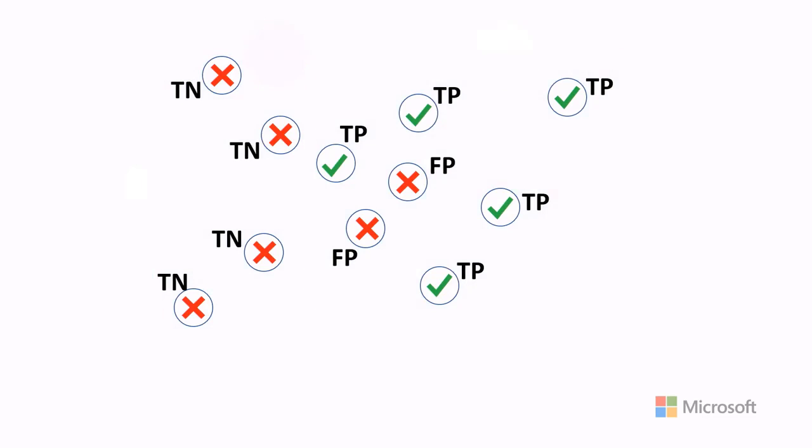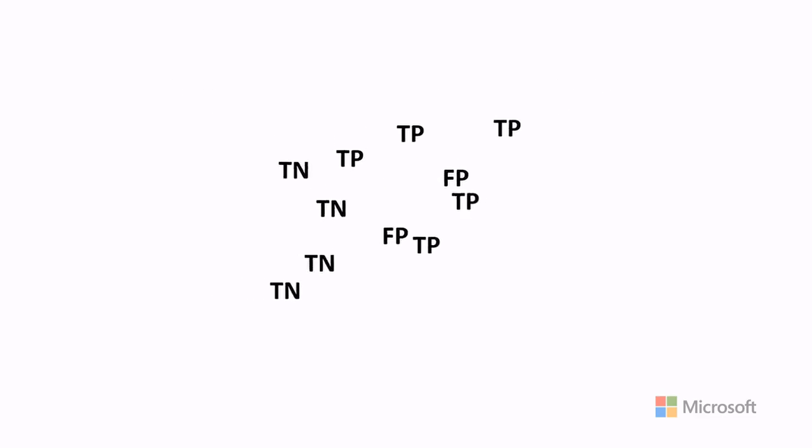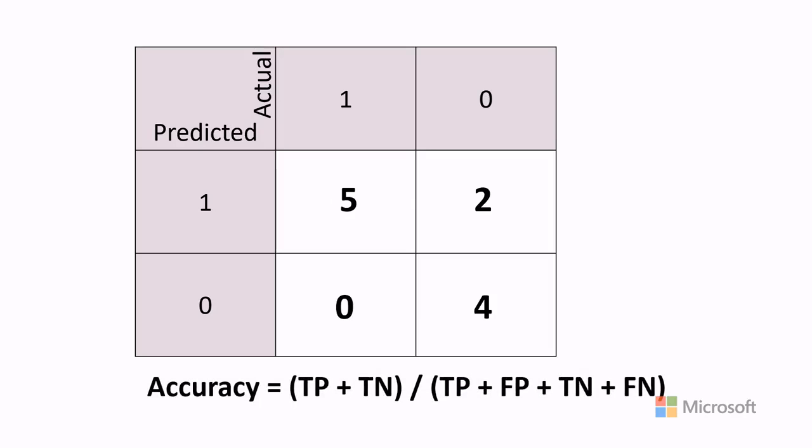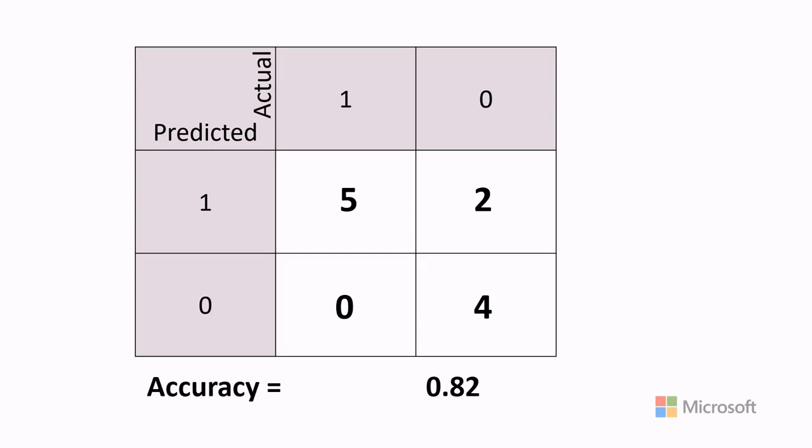The number of true positives, true negatives, false positives, and false negatives produced by your model is critical in evaluating its effectiveness. The counts of these are often shown as what we call a confusion matrix, and this provides a basis for calculating performance metrics for the classifier. The simplest metric is accuracy, which is just the number of correctly classified cases divided by the total number of cases. In this case, there are 5 true positives and 4 true negatives, and there are also 2 false positives and no false negatives. That gives us 9 correct predictions out of a total of 11, which is an accuracy of 82%.